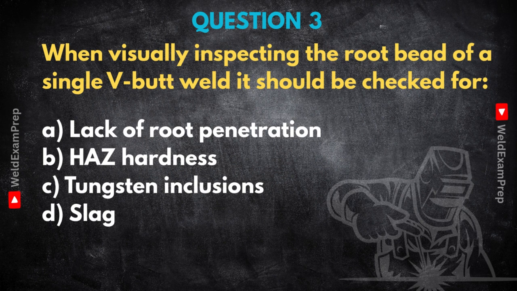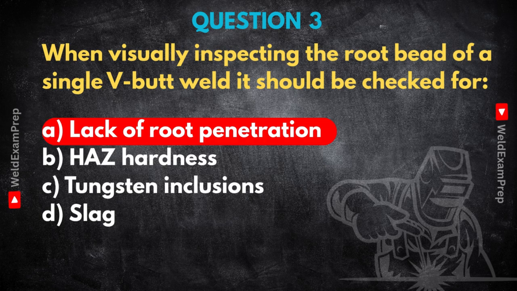So visual inspection, often the first step. For this specific case, the root bead of a single V-butt weld, what's the number one thing, the absolute must-check for an inspector visually? And why is it more critical than other potential issues you might see? Yeah, this is a really crucial one for day-to-day inspection. The main thing you're looking for visually on that root bead, it's got to be a lack of root penetration. Think about it. That root bead is the absolute foundation of the entire weld joint.